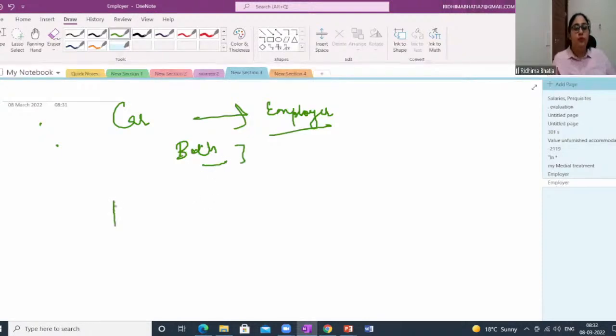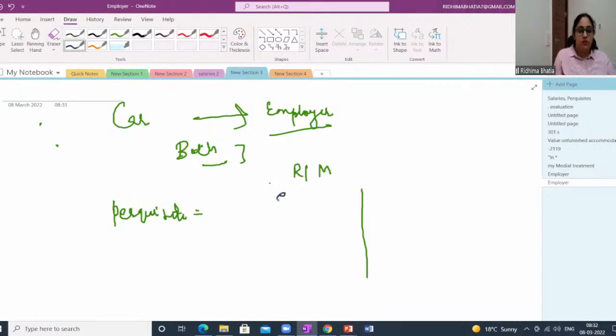In that case, what would be the perquisite value of the car? There is a benefit. Why? Because a little personal touch is also there. So there is a benefit, correct? But what is the benefit in that case? The benefit would be decided by two factors. Who is bearing the running and maintenance? If the running and maintenance is borne by the employee, or the running and maintenance is borne by the employer.